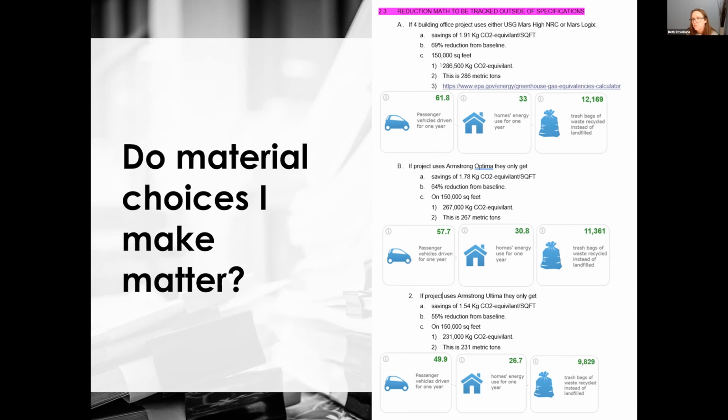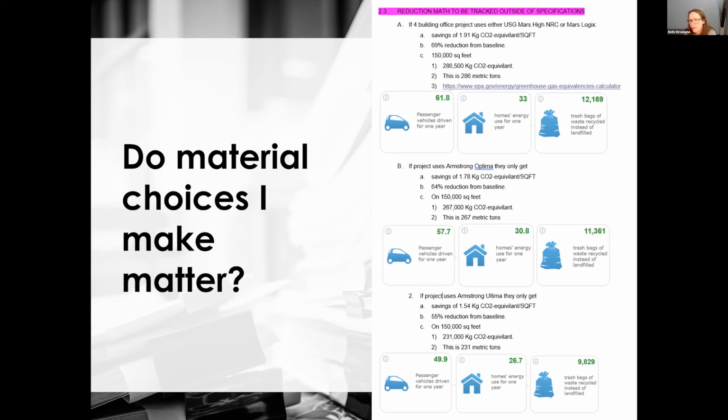So by specifying in these 150,000 square feet of acoustical ceiling panel, if USG Mars High NRC or Mars Logix is selected, it is a 69% reduction from our baseline. And sometimes it's really hard to wrap your head around what that means. It's even hard to wrap your head around 286 metric tons of CO2 equivalent. Okay, what does that mean?